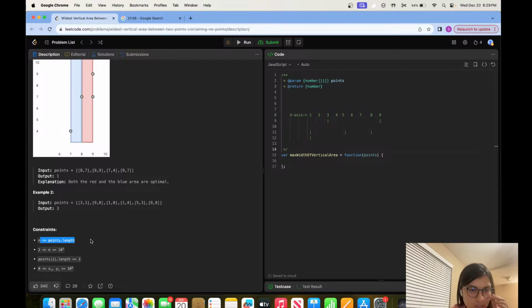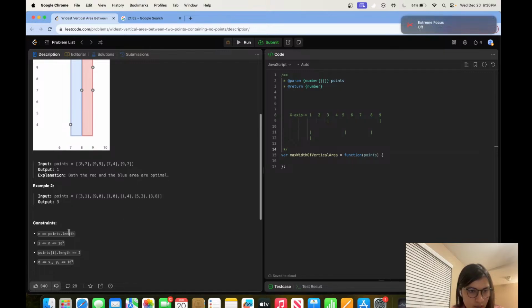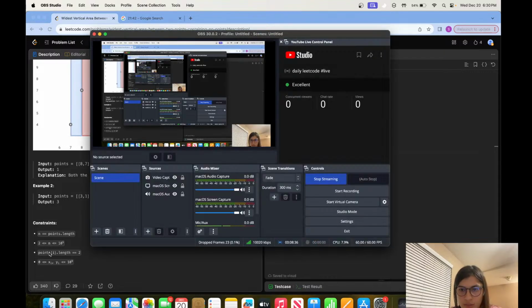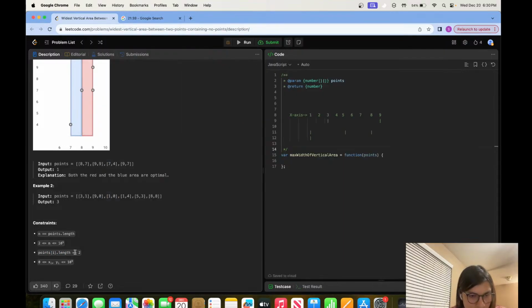And n is equal to points dot length, and n is the number of points, right? So there will be at least 2 points. That is good. And there can be 10 to the power 5 points. And points i dot length is equal to 2.